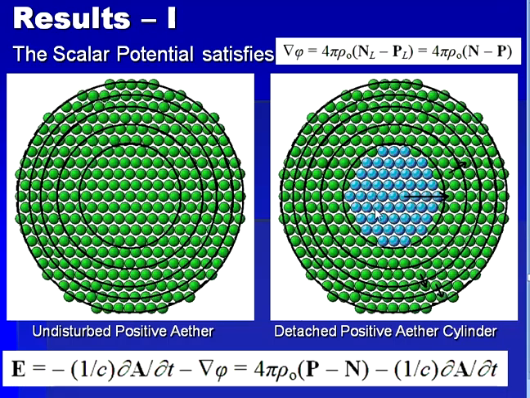This tells us how we get to the equation that for a cylinder of charge, the electric field will fall off as 1 over r. It's nothing more than the distance that the attached ether has to move to get out of the way as we put the detached ether in the middle.